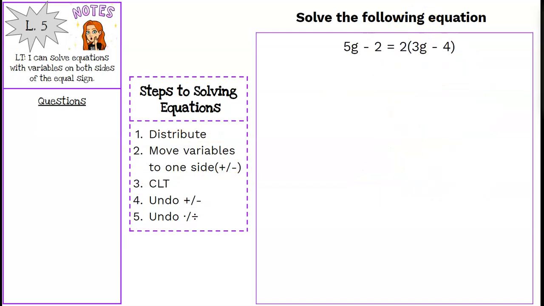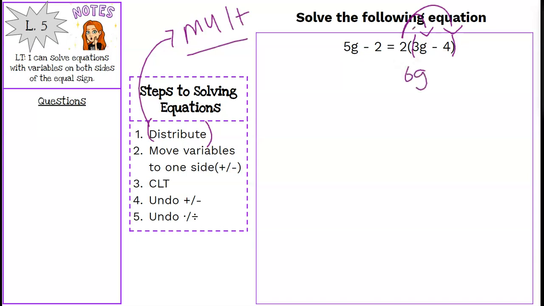One more example here. We have 5g minus 2 equals 2 times the quantity 3g minus 4. First step is to distribute, and this time we have parentheses, so we are going to distribute that 2. Now remember, distribute means multiply. So we're going to do 2 times 3g. 2 times 3g is 6g. 2 times negative 4 is negative 8. Equals 5g minus 2. That stays the same.